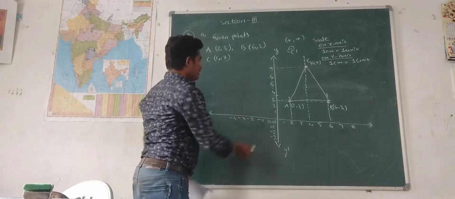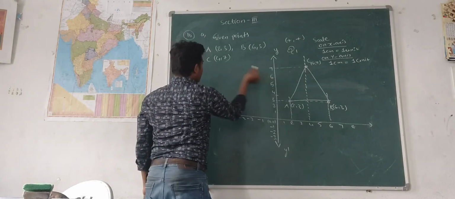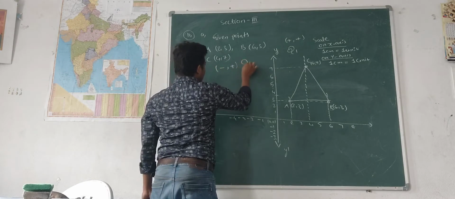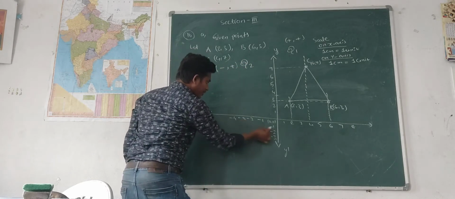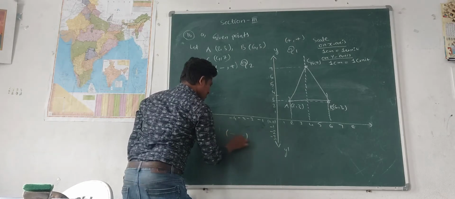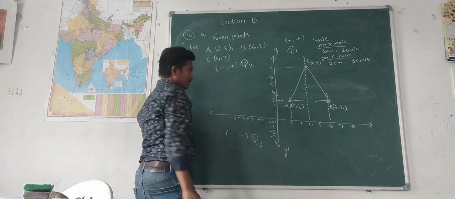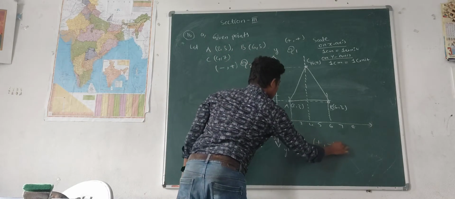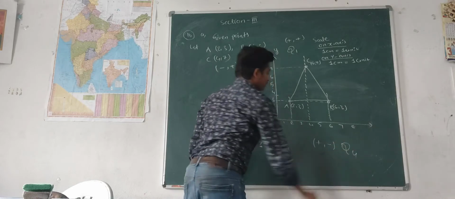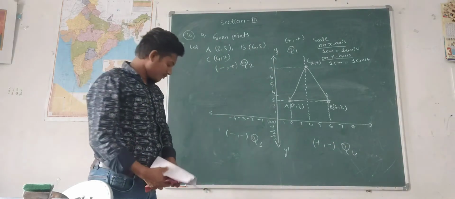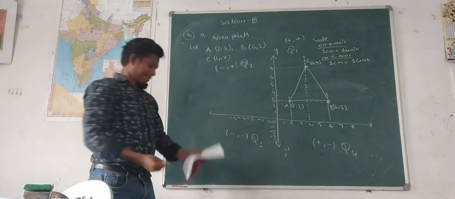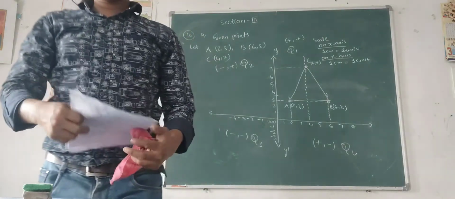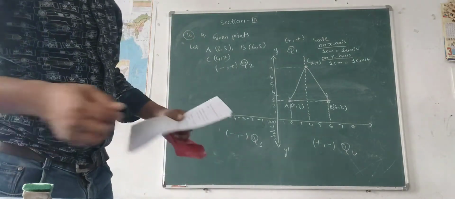Then negative comma positive comes in quadrant 2. Then negative comma negative, minus comma minus, comes in quadrant 3. And positive comma negative comes in quadrant 4. Clear? If you have any doubt, you can ask me in the comment section. I will explain the next one.